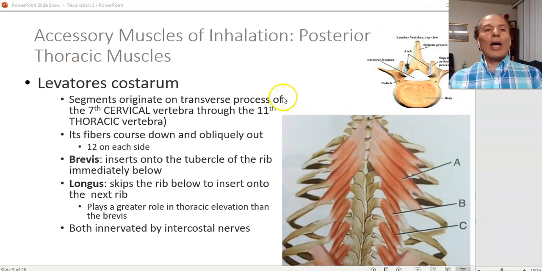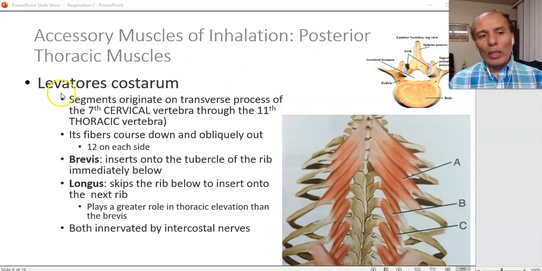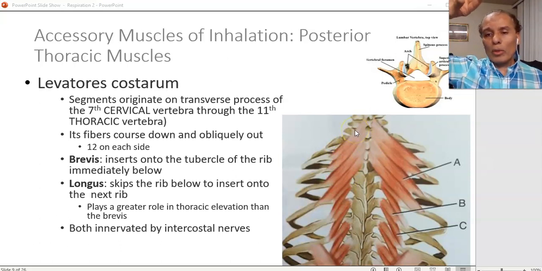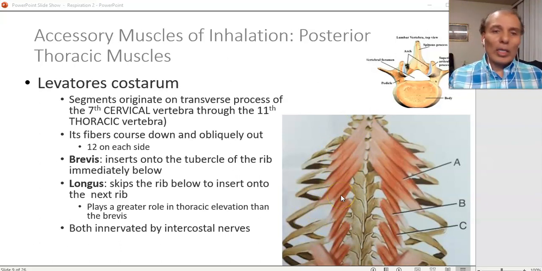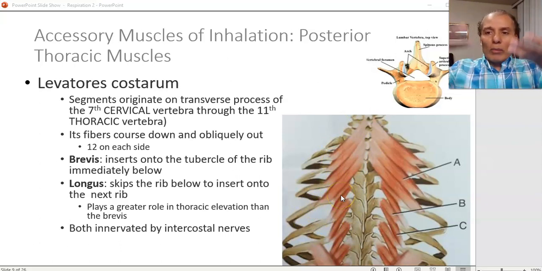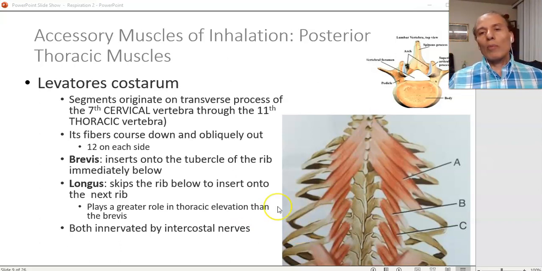Now, from the posterior aspect of the thorax, we have the levatores costarum. It is a muscle that has several segments, and it lies along the vertebral column and the ribs. From the name levator, elevator, levator means the lifter. Costarum means ribs. It means the rib lifter.